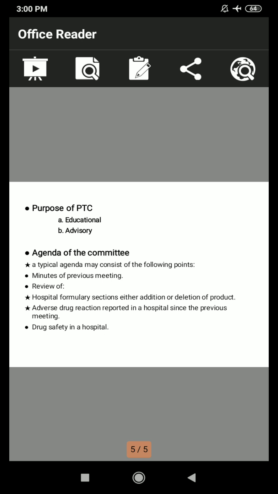Then last is agenda of the committee. A typical agenda may consist of the following points: minutes of previous meeting and review of hospital formulary section, either addition or deletion of product. Then adverse drug reactions reported in the hospital since the previous meeting, that is drug safety in hospital. The meeting of the committee should be at least 6 times in the year and whenever necessary. The minutes of meeting are prepared by the secretary and he is supposed to maintain the record permanently. Then recommendations will be presented to the medical staff for their implementation.